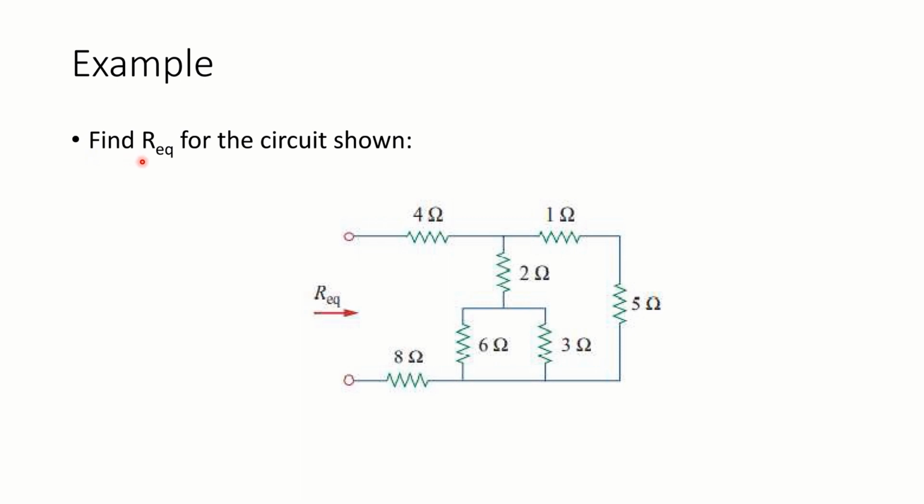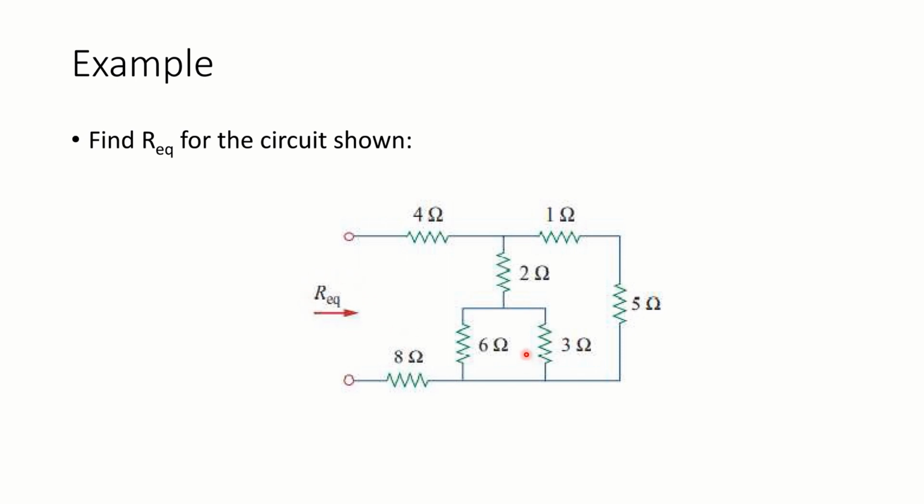Find the equivalent resistance for the circuit shown. You can see that this is a circuit given to us that has many resistors. Some of them are connected in series, some of them are in parallel. It is quite a mess. What we need to do is find a single resistor that we can replace this whole circuit with. That will be equal to the equivalent resistance.